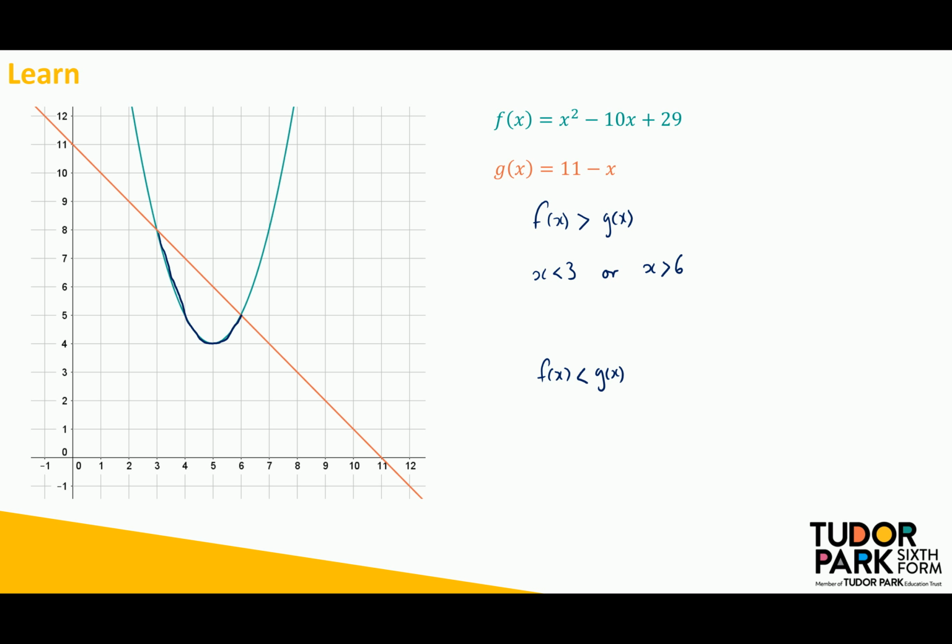Now I'm not left with two inequalities, I'm left with a single inequality, because I want x values that are strictly less than 6 and strictly greater than 3. All of these values will give me the green function being less than the orange function.